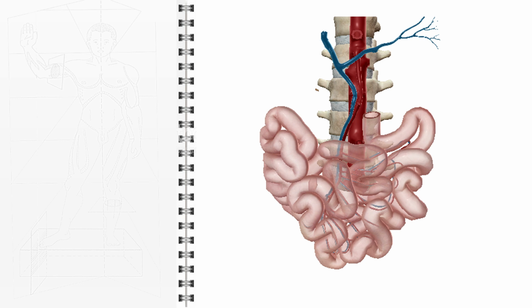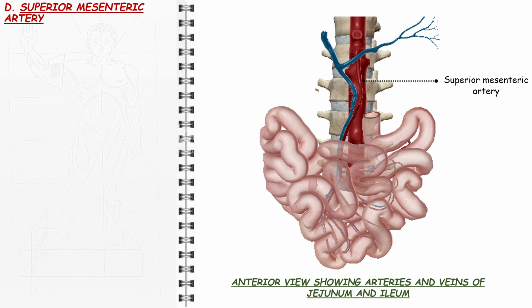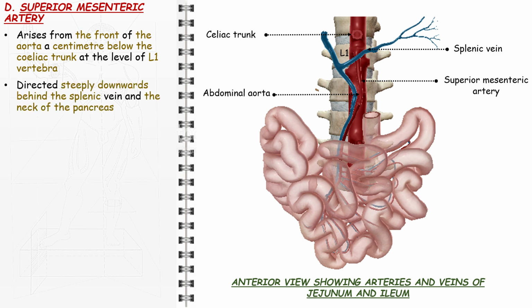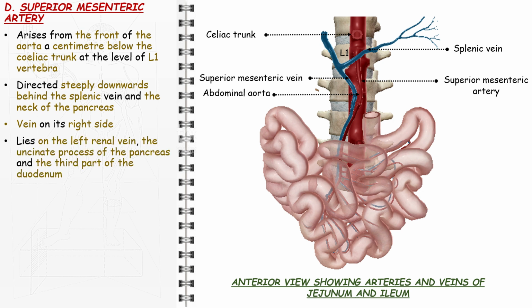The superior mesenteric artery arises from the front of the aorta a centimeter below the celiac trunk, at the level of L1 vertebra. It is directed steeply downwards behind the splenic vein and the neck of the pancreas. With the superior mesenteric vein on its right side it lies on the left renal vein, then on the uncinate process of the pancreas, then on the third part of the duodenum. Here the 2 vessels enter the upper end of the mesentery of the small intestine.